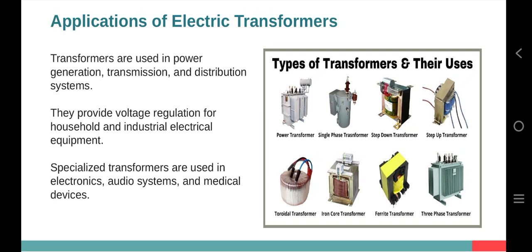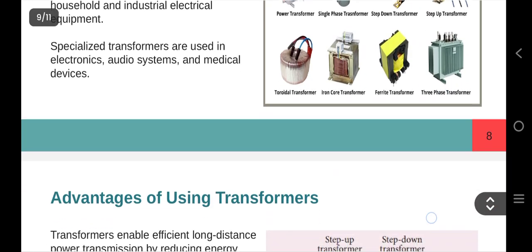Now comes the application of electrical transformers. Transformers are used in power generation, transmission and distribution. I have told previously also that the transformer is used in all parts of the electrical system, that is in generation, transmission as well as distribution. They also provide voltage regulation for our household and industrial electrical equipment, and some specialized transformers are also used in electronics, audio systems and medical requirements.